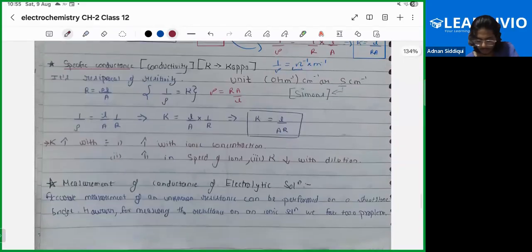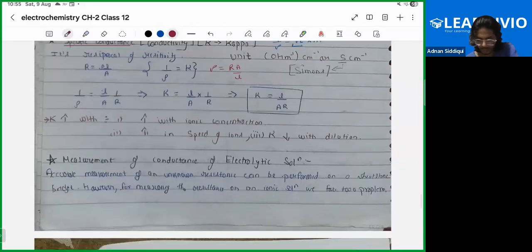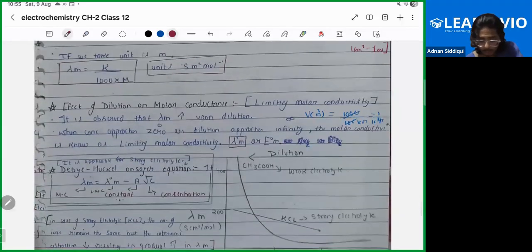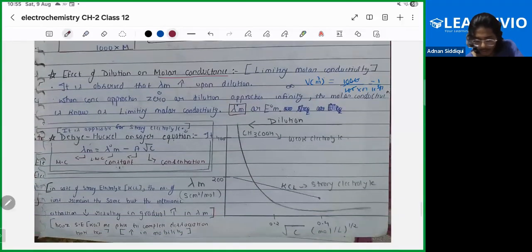Kappa, your normal conductivity, decreases with dilution, but your molar conductivity or molar conductance increases on dilution. You have to find out the answer why. This is your homework. Write it somewhere.